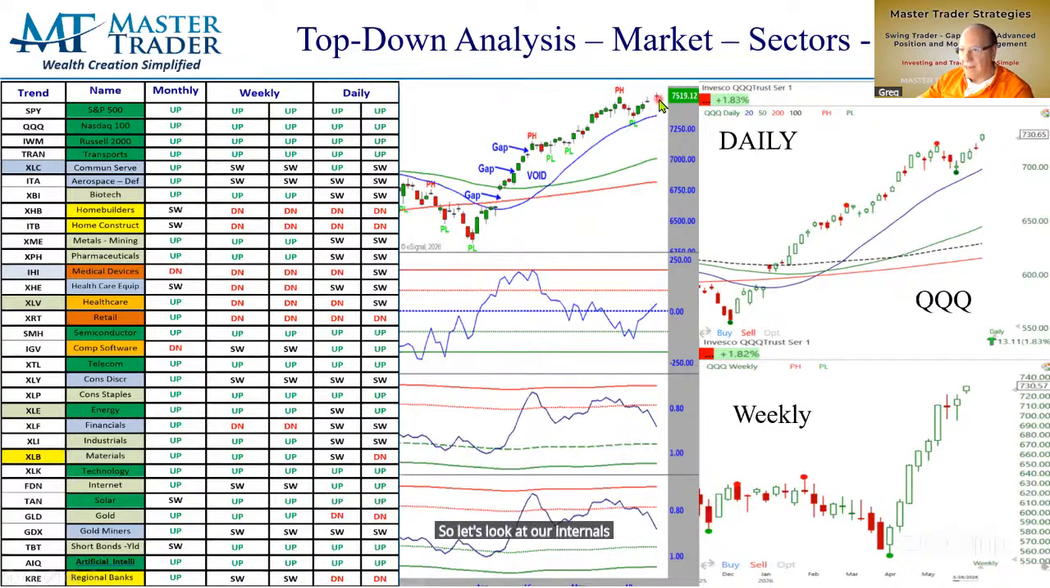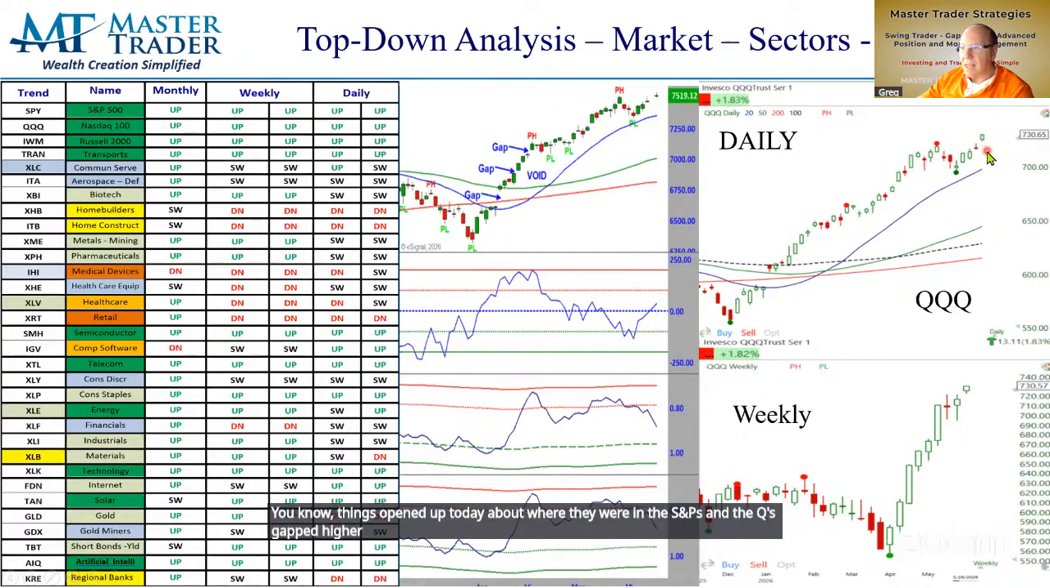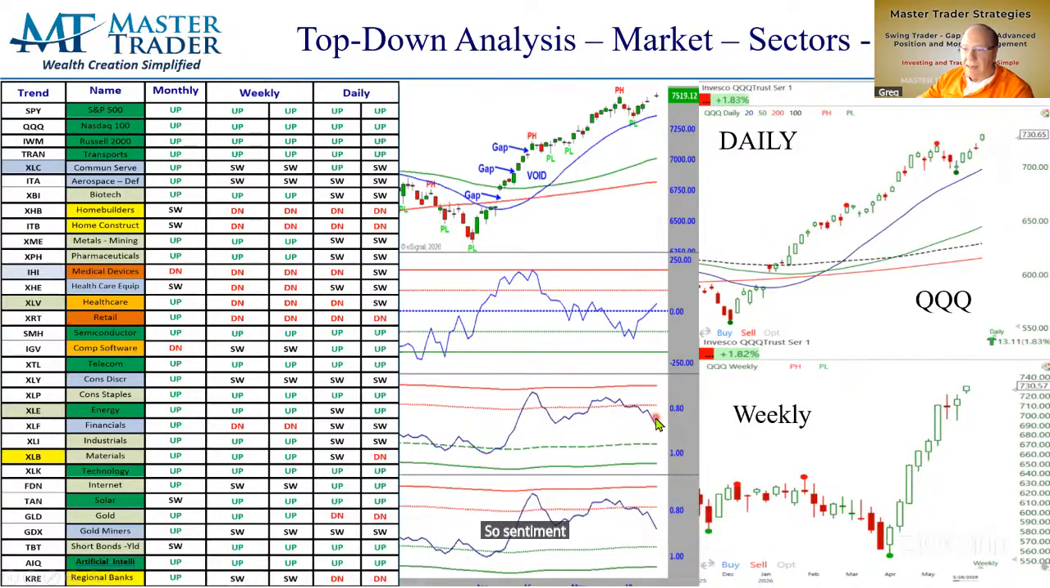This was as of last night. Things opened up today about where they were in the S&Ps, and the Qs gapped higher with the semiconductors, and then they came in pretty hard. So sentiment has deteriorated. That could be a good thing. Right? Breadth is improving, but now we could say, well, option traders are starting to become more bearish.